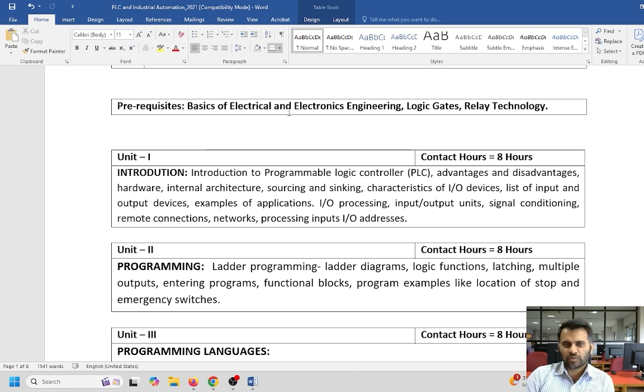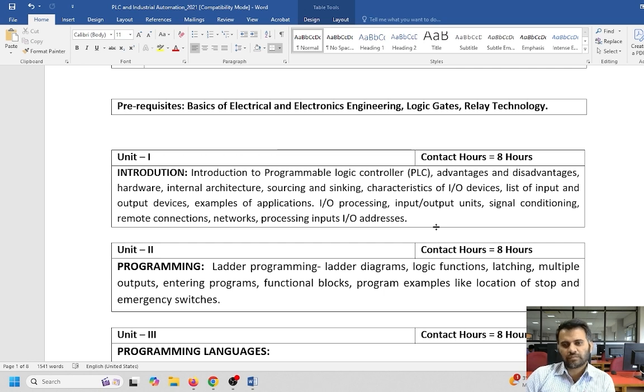Then we will study the characteristics of IO devices. Here IO stands for input-output devices. We will study what the associated inputs and outputs to be connected to the PLC are, and we will see a set of examples and try to program them. We will also go ahead with IO processing, which is very important when we process the data and send it to the PLC, because the noise content may cause the operation of the PLC to malfunction, which is not tolerable in process industries.